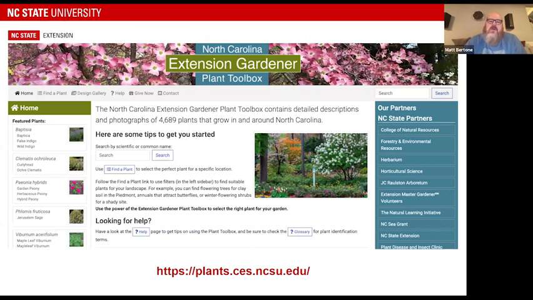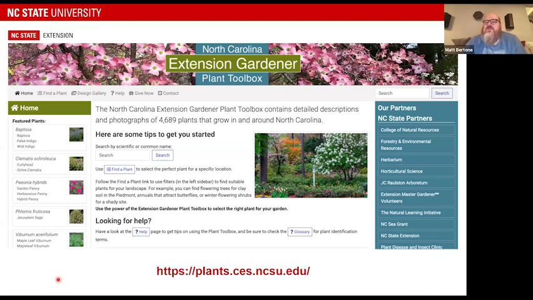One of the best things to use is actually something that was developed here at NC State in the horticulture department, the Extension Gardener Plant Toolbox. And the URL is right down there at the bottom. But if you just search Plant Toolbox NC State, you're going to find this. Basically, this has loads of information about a lot of horticultural species and even natural native species of plants. And it tells you all about where to best plant them, when to best plant them, whether they're toxic, what types of pests, things like that.